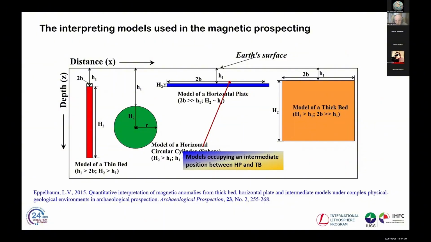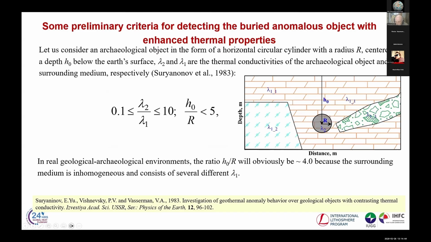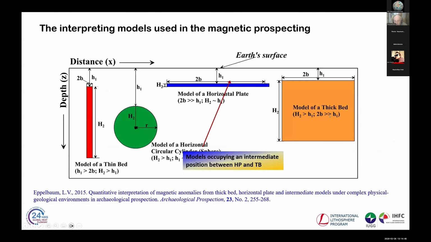The interpreting models used in magnetic prospecting, here we have the most used interpreting models: the model of a thin bed, the model of a horizontal circular cylinder or sphere, the model of a horizontal plate, the model of a thick bed, and the model occupying the intermediate position between the horizontal plate and thick bed.